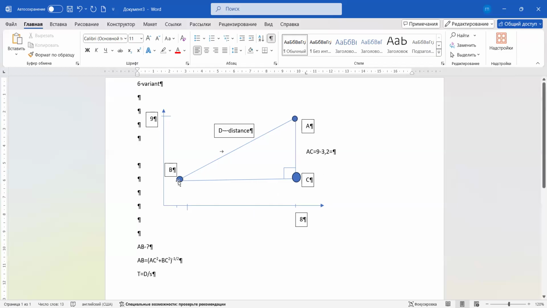And the cathet BC, I try to write it here, BC is equal to our positions by coordinate x. It is 8,000 kilometers minus what we find by y.